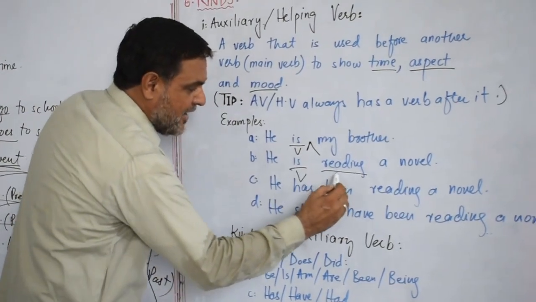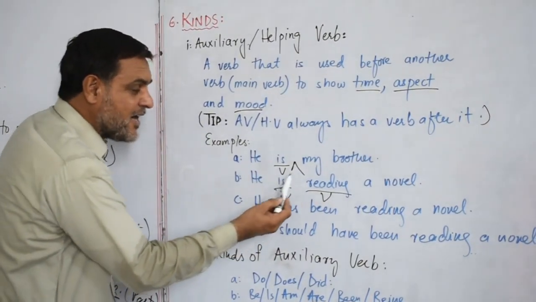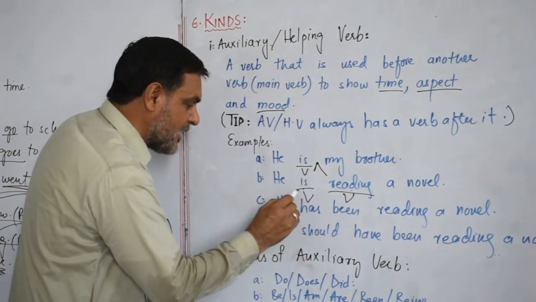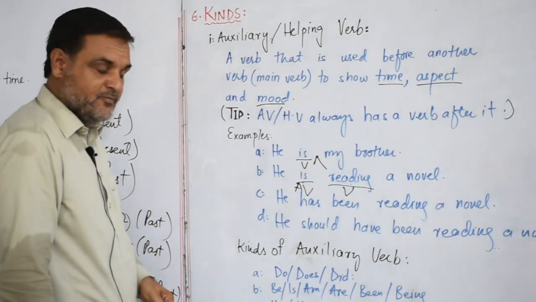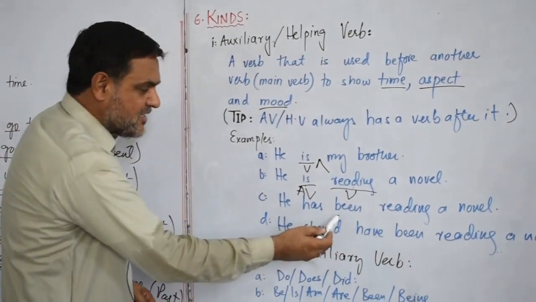This one is a verb and this one is a verb. Because "is" has a verb after it, "reading," that's why it will be called an auxiliary verb. Let's come toward this third example.